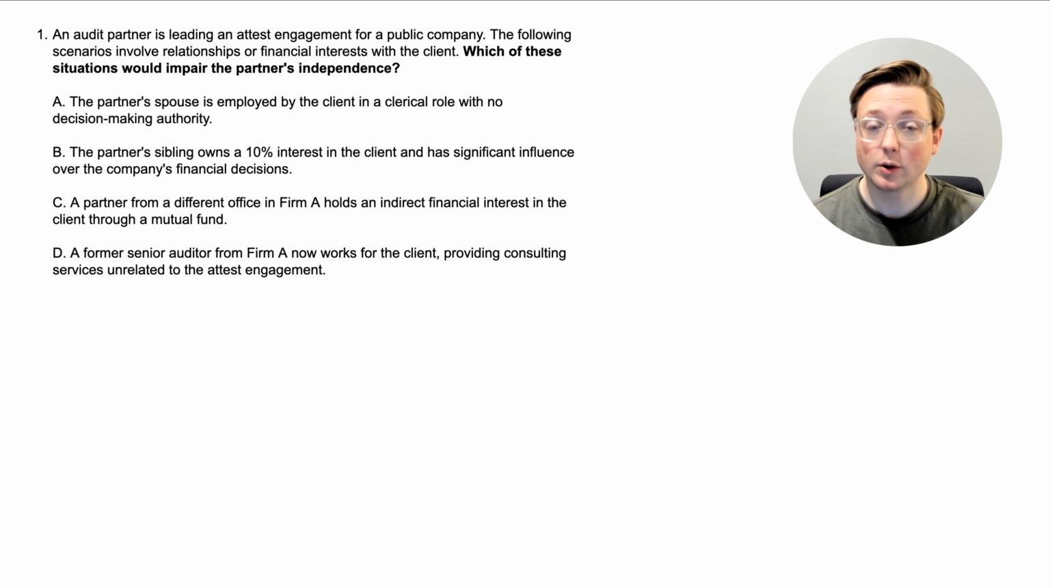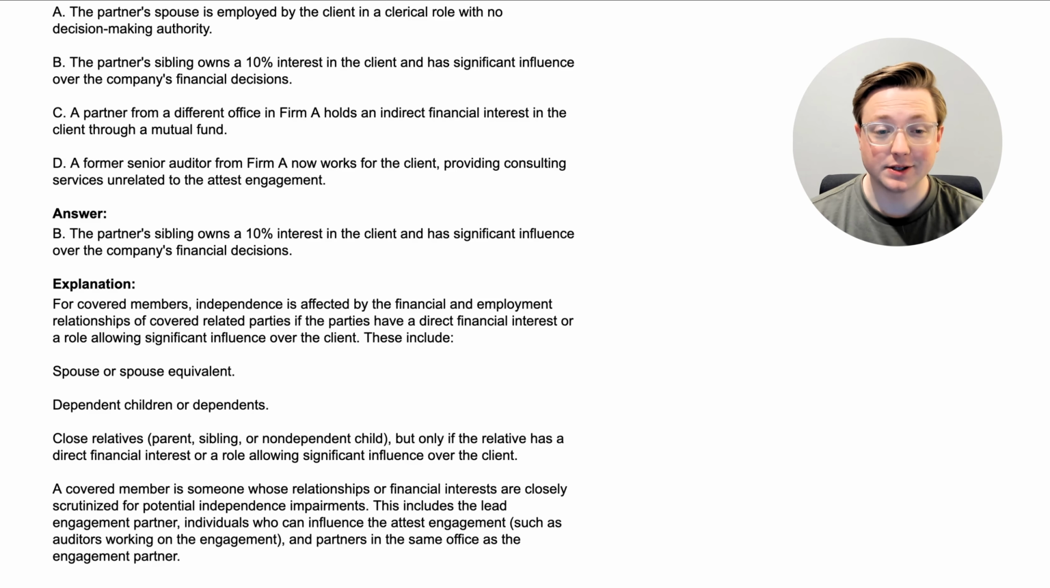Again, if you have any idea how this works, then you probably already know the answer. If not, that's okay. We're going to look at the answer together to learn how this works. All right, here we are. The answer is B. The partner's sibling owns a 10% interest in the client and has significant influence over the company's financial decisions. This is something that would cause an impairment of independence.